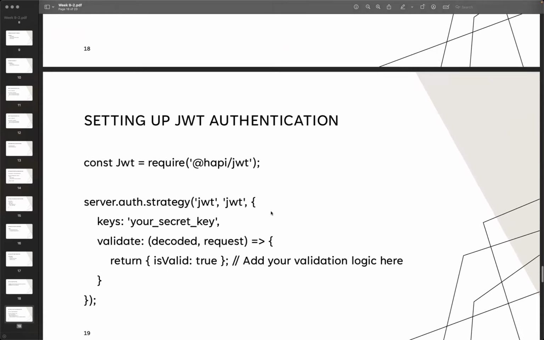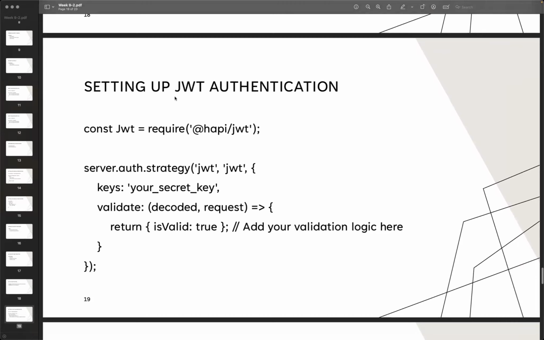And here will be how can we set it up? It's a similar way. You can require it and then set the JWT, and then it's a strategy we can use. Sometimes we need to create a new file with our key and a validate. For validation, we have the decoder and request.